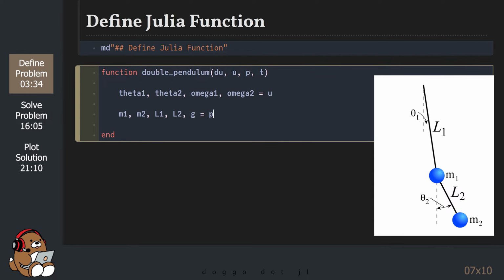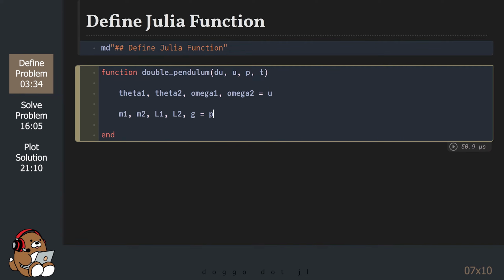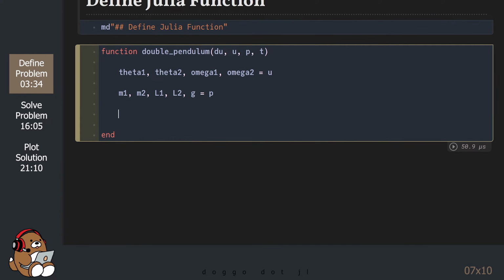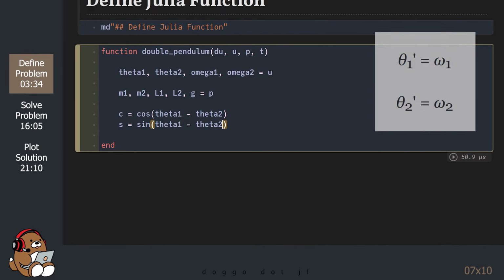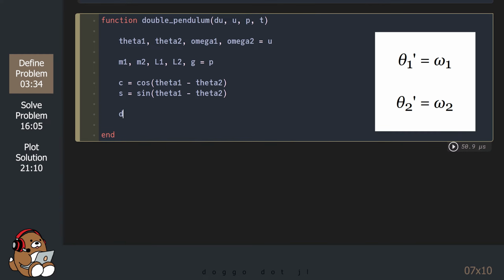We normally think of gravitational acceleration as a constant that only changes when we change locations, like a different planet. But we'll see later why I've chosen to call g a parameter. These next two lines are here just because they show up a lot in the last two differential equations. These are the first two differential equations.